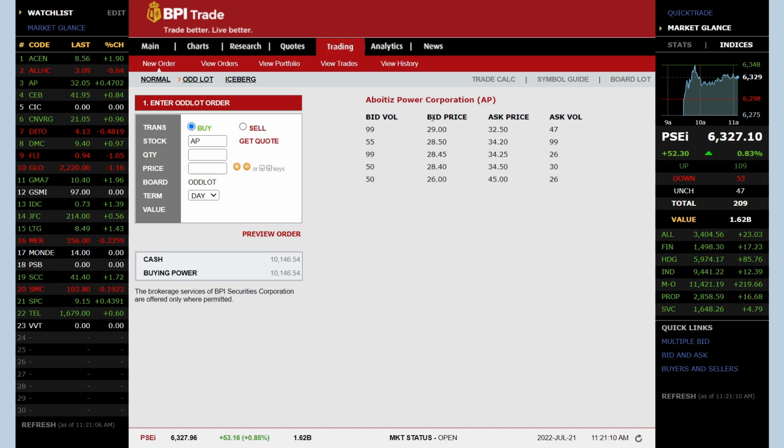kumbaga karamihan ng bid, kasi nga it's an awkward number of stocks and hindi siya pasok dun sa normal na board lot. And then yung ask price dito kita niya overpriced din, di ba? Kasi nga odd lot siya. So I wouldn't really use this unless it's necessary.